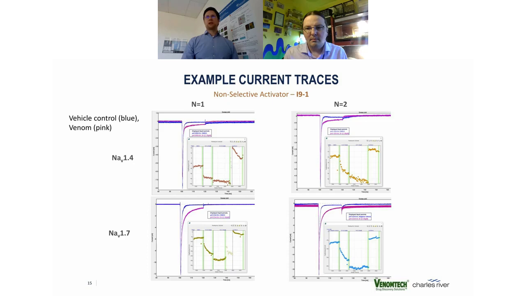So to begin with, we have a non-selective activator. Here we're showing for each graph our vehicle control in blue and the venom activity in pink in the current traces. And in the IT plots in each of them, the first liquid period shows our vehicle, and then the next two show the effect of the venom on the current, and then we finally have our full block. So I hope you can see in these examples that for both Nav1.4 and Nav1.7, this particular venom fraction clearly changes the inactivation profile in slightly different ways for each channel. So there's a bit of a difference in activity already here.